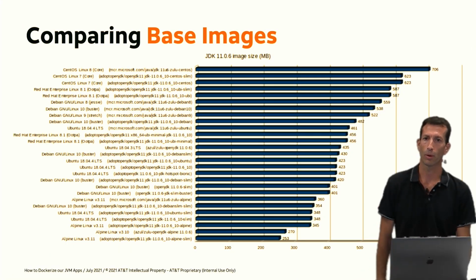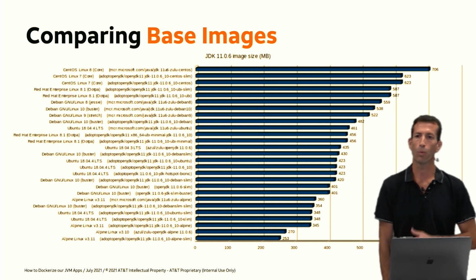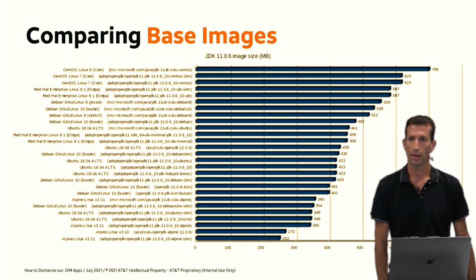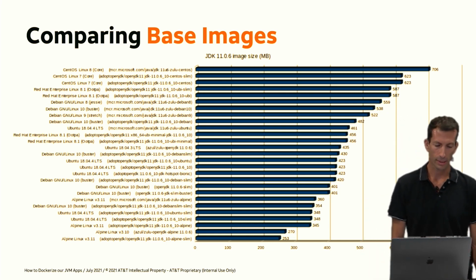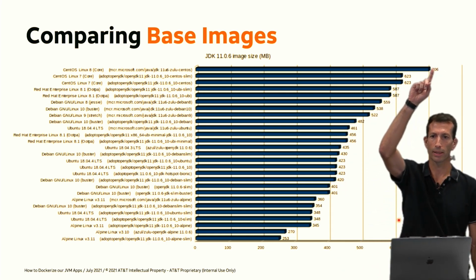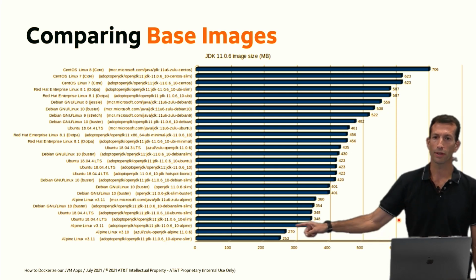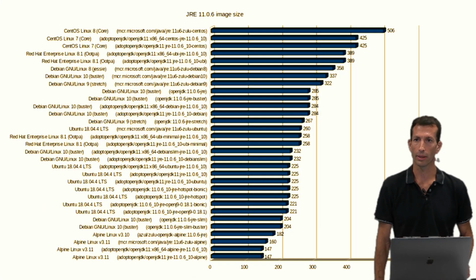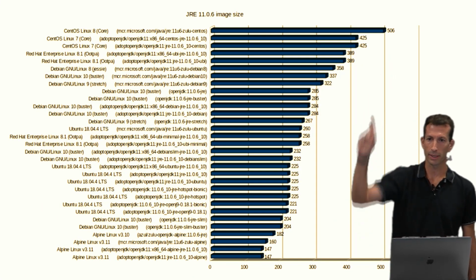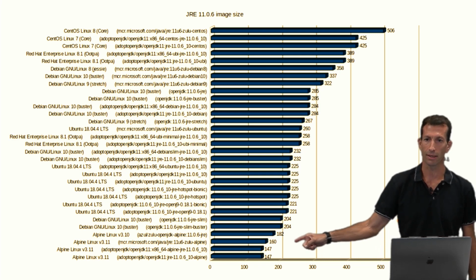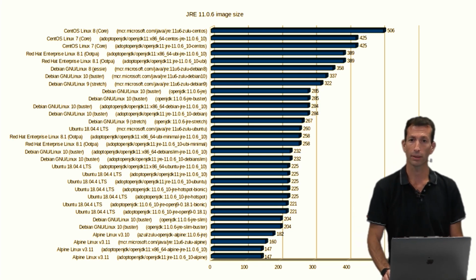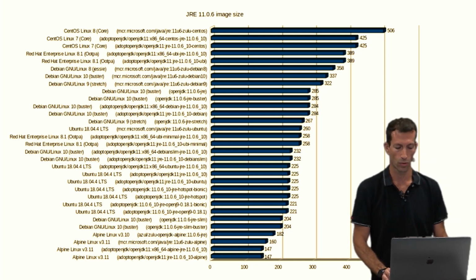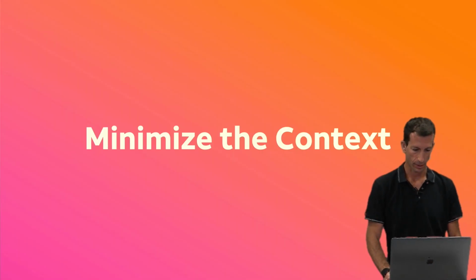So basically what we can see is we can use a wide variety of base images. And if we're talking about the JDK, we can start with 706 megabytes up here down to 253 megabytes over here. And if we move on to the JRE, we can start with 506 and down to 147. And this exact image that we see here, 147, is what I used in the last image. So huge differences. Choose your base image wisely. It makes a very big difference.